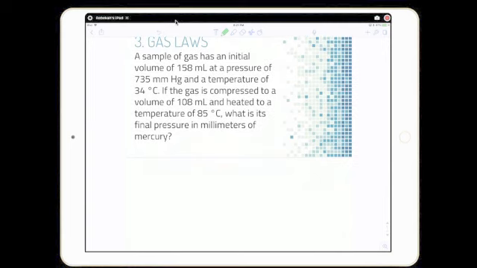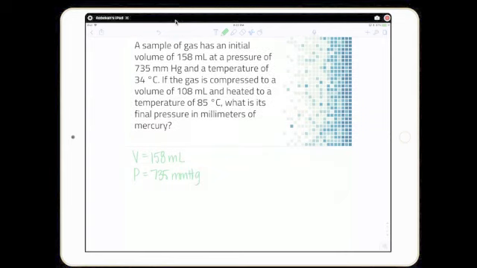What I want you to do first is to bring out all of your variables. So we've got volume is equal to 158 milliliters. Then they tell me I have a pressure of 735 millimeters of mercury. Now I don't know if I need to convert this yet. I'm not sure what equation I'm using. They tell me a temperature 34 degrees C.